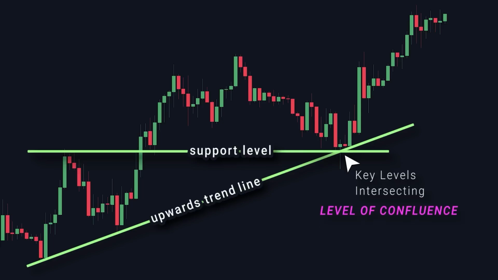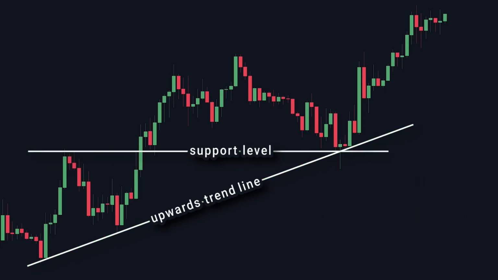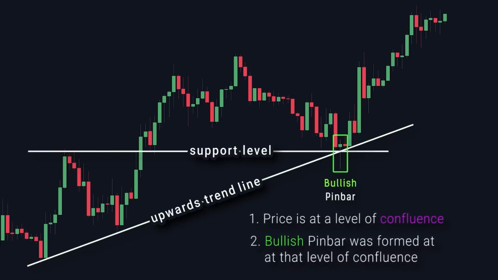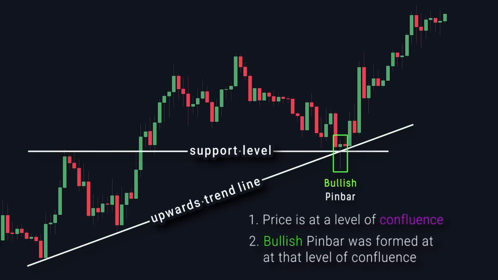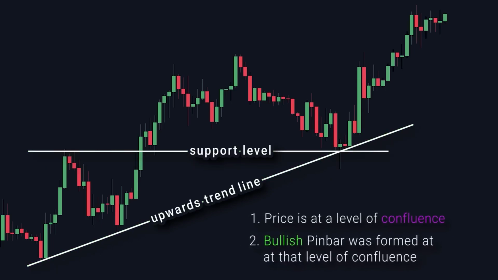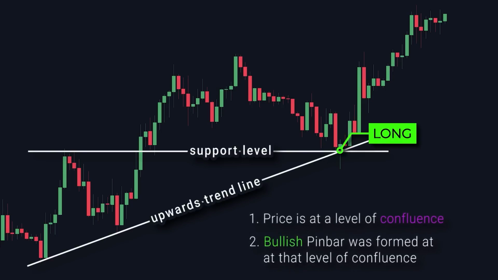If a price is at a level of confluence, it usually means that it has a much higher chance of reacting to that level. So now, we have multiple signals that show us that the price will likely reverse from this level. First, is that the price is at a level of confluence, and second, we have a bullish pin bar that formed, while the price was at that level of confluence. So based on these multiple factors, we can confidently take a long position here.